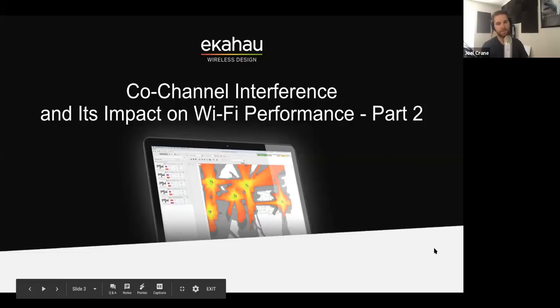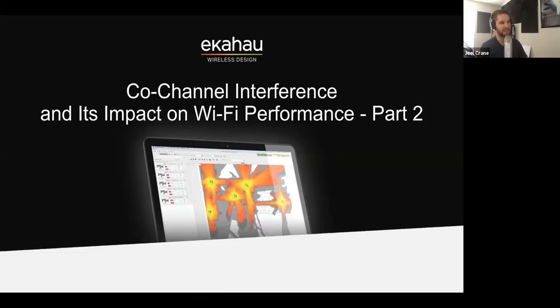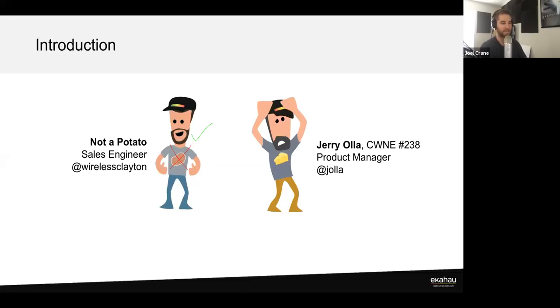So in the first part of this webinar, we split this into two pieces. The first one focused on CoChannel interference and how to minimize CoChannel interference in Wi-Fi design. Today, we're going to take a look at how it actually impacts a wireless network. And I believe we're going to do that through a series of live demonstrations. Jerry's got a whole bunch of APs plugged in behind him, and he's going to be going through some interesting stuff here.